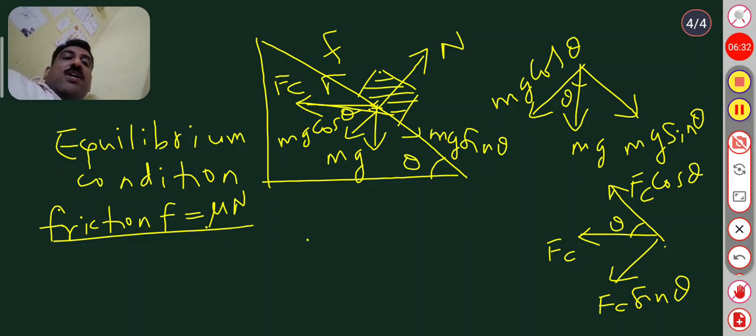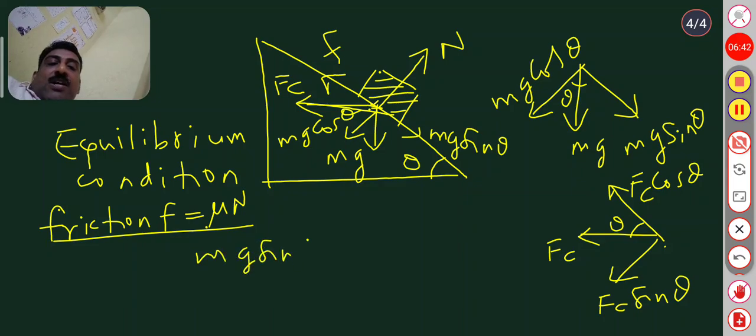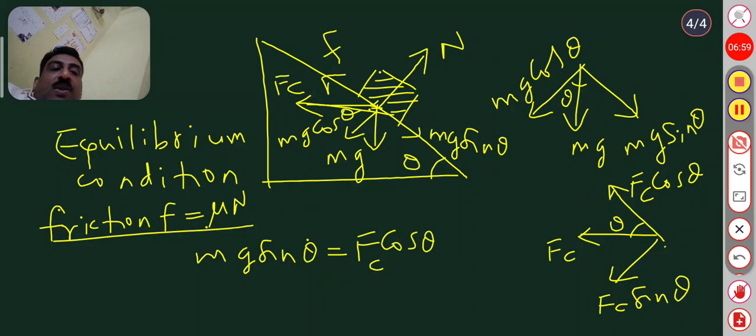If you see here, mg sine theta is acting downwards, and that is balanced by two forces. What are the two forces? Frictional force and Fc cos theta. Fc cos theta is acting upwards and frictional force is also acting. So Fc cos theta plus the frictional force, which is mu into normal reaction. This is along the horizontal equilibrium.